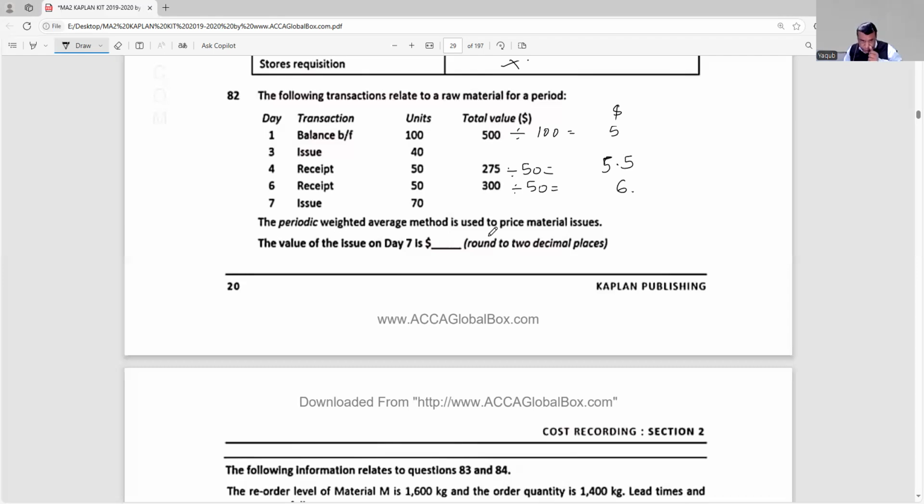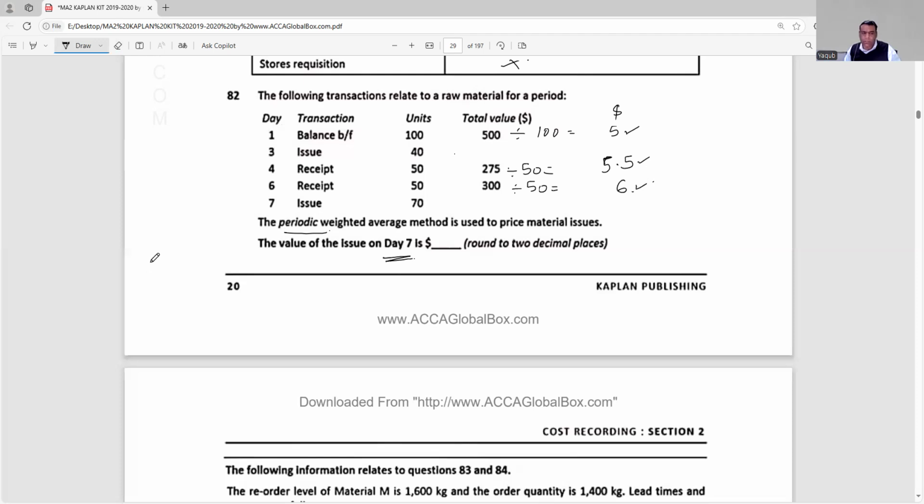Periodic average cost method is used to price material issues. What is the value of issues on day 7? We have 100 units and we issued 40 units. Now we have the remaining 60. This method is needed if we are following first in first out. Here the question asks us to follow periodic average, which means we combine all these units. The cost per unit is needed when we are following first in first out.